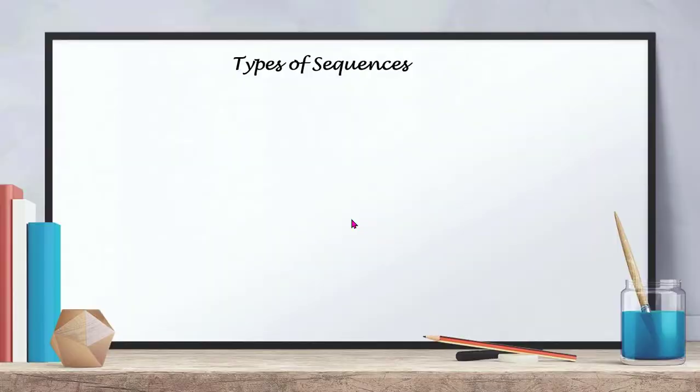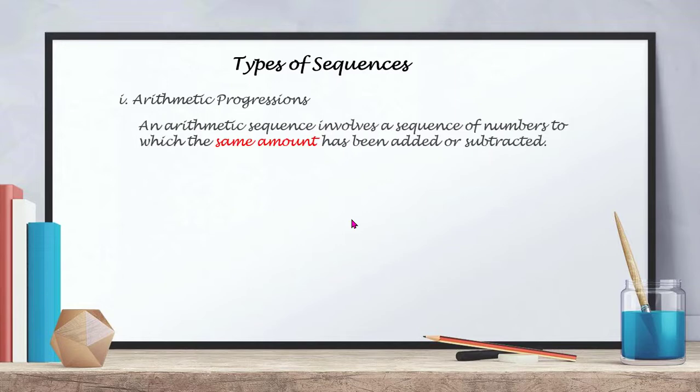Types of sequences. The first type of sequence that we will learn is the arithmetic progression. An arithmetic progression, or an arithmetic sequence, involves a sequence of numbers to which the same amount has been added or subtracted.